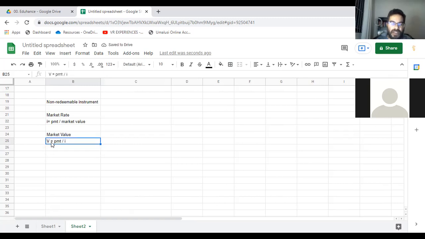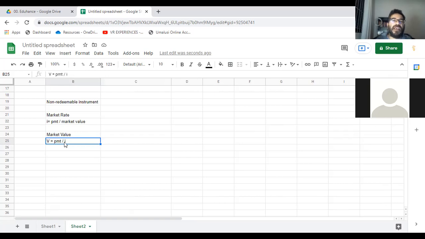So once again, value, market value, that's what you want, equals PMT, which is payment, either interest for debt or dividends for preference shares, divided by I. I is the market rate of the debt instrument or the market rate of the preference share instrument. How do you know if it's the market rate?